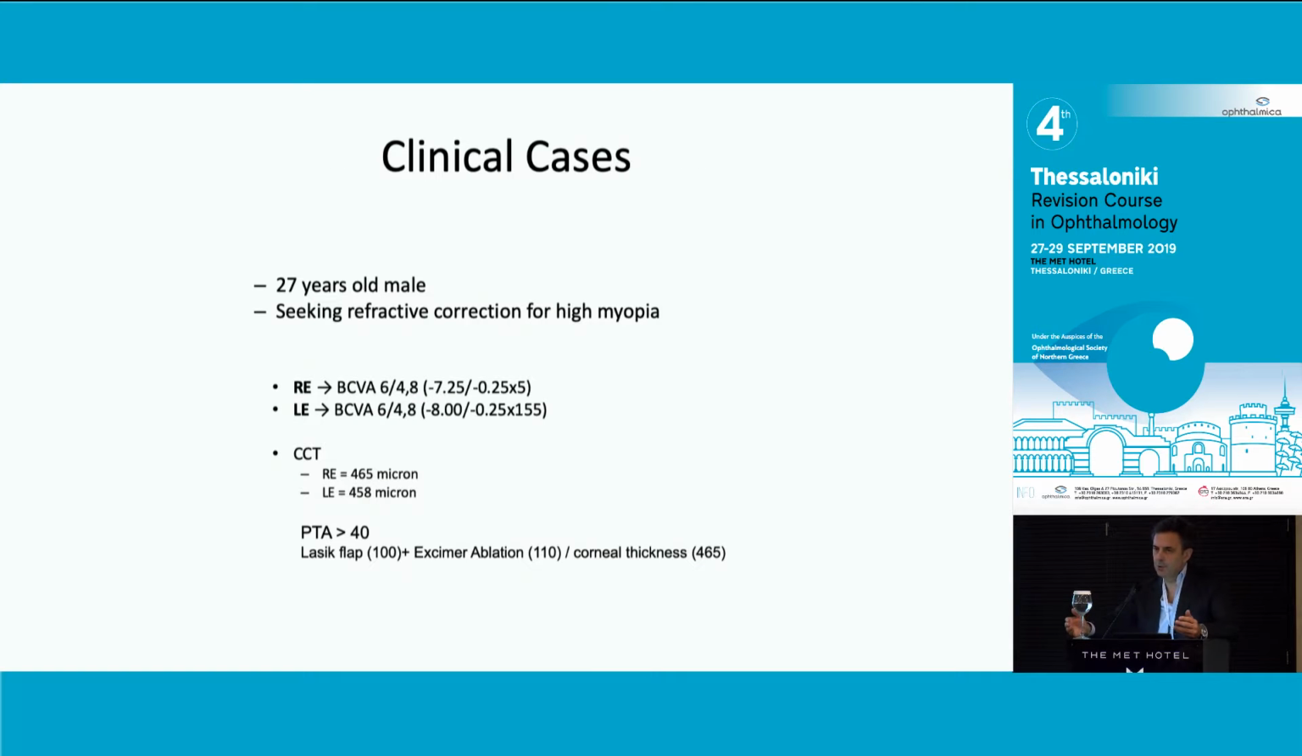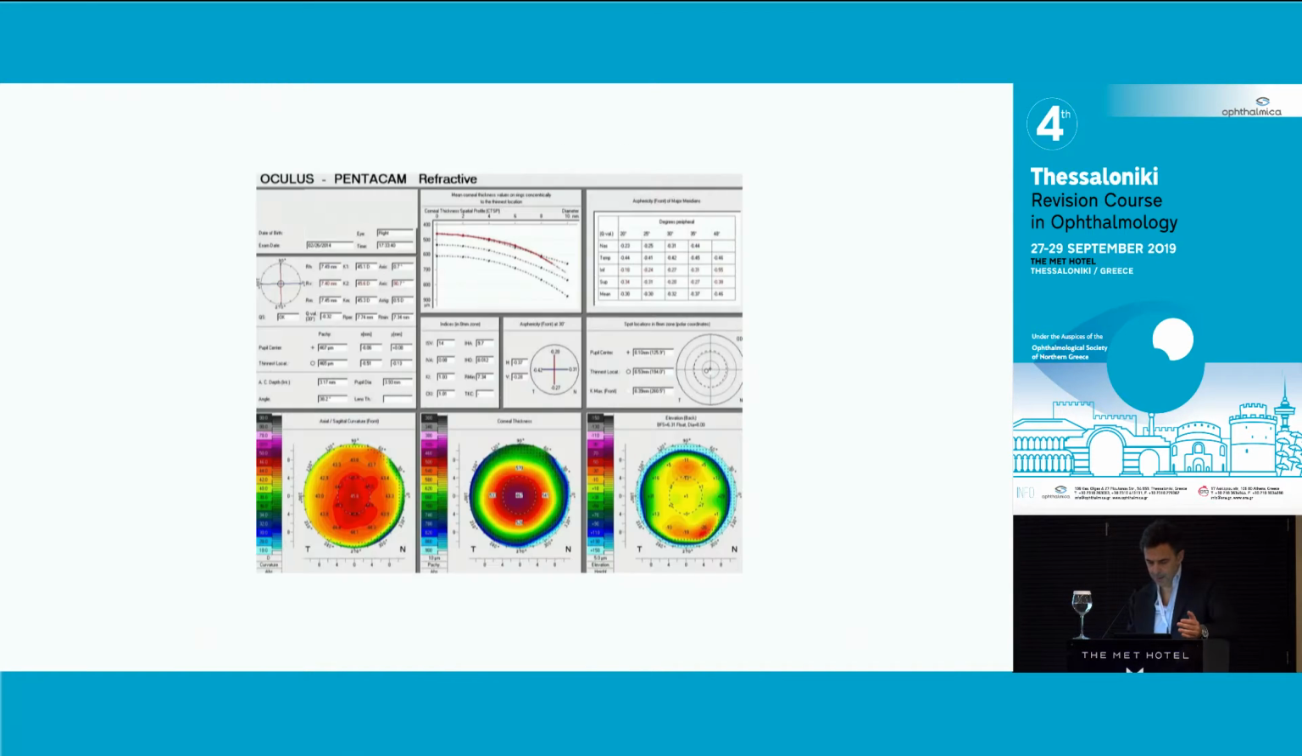The easiest thing sometimes is to show you cases and what the average surgeon would do. For instance, this is a 27-year-old man that came to see me seeking refractive correction for high myopia. Great vision, quite high myopia, thin cornea. And the PTA for him was well above 40%, so not a candidate for LASIK.